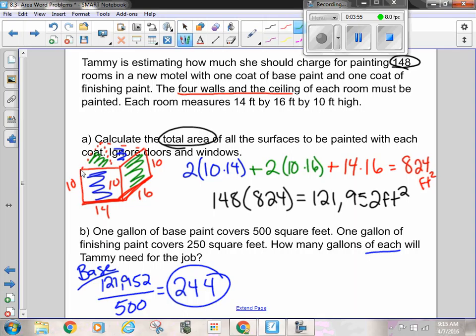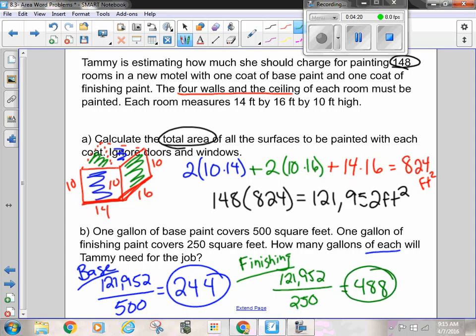Okay, and then if we do our finishing, we still have the same square footage that we're doing, 121,952, but this time our paint only covers 250 square feet. So we're going to divide those. If we do those out on our calculator, we get 487 point decimal. So we're going to round that up to 488 gallons. The other thing you could have looked at is that my base paint covers twice as much as my finishing paint, so I could have just multiplied the base by 2.